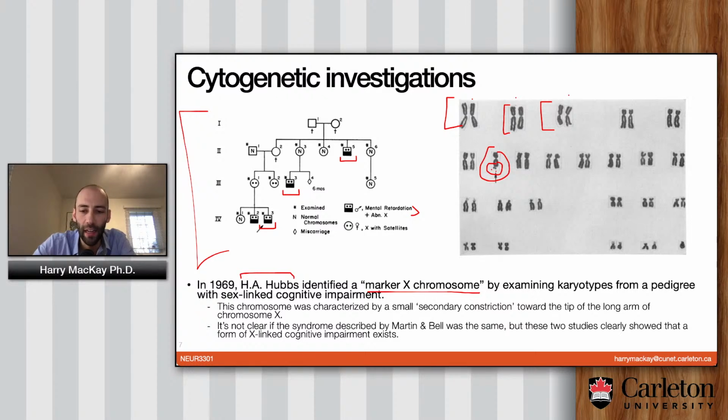It's a secondary constriction. Chromosomes do have constrictions around the centromeres. That's a normal part of the way a chromosome is structured. But the remainder of it is not supposed to be very lumpy at all. Here is a constriction that is not visible in control or healthy patients, but is visible in these individuals with the cognitive impairment. So they didn't know, of course, if this was the same syndrome as described by Martin and Bell in the last slide, but it clearly was some type of X-linked cognitive impairment.